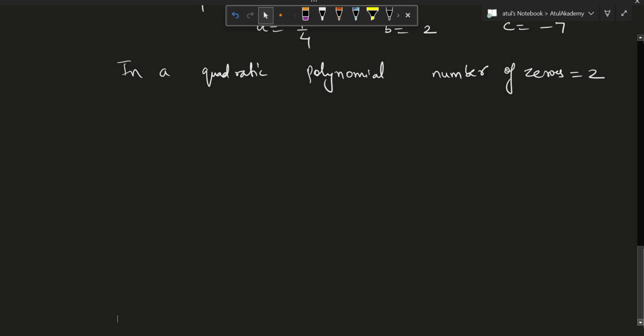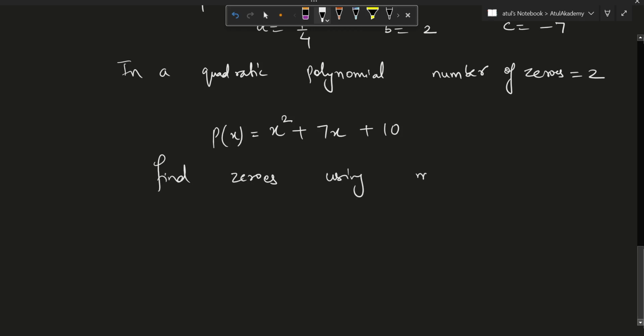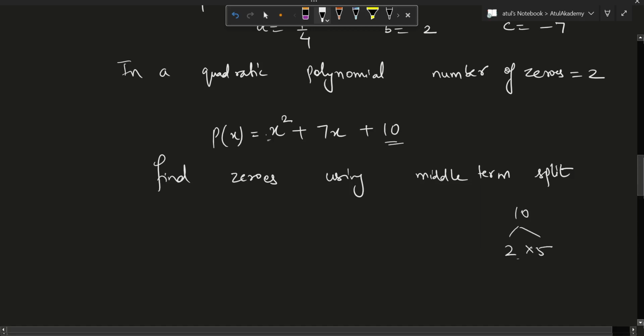Let us do the same thing here. Let's take a polynomial. Let's say we have x square plus 7x plus 10. I have a polynomial p of x which is this. Now let's find the zeros of this polynomial using middle term split. So how do you find the middle term split? You know 10 and the coefficient of x square is 1. So 10 into 1, 10. Factors of 10 are 2 and 5. And when you add 2 and 5, you get 7.